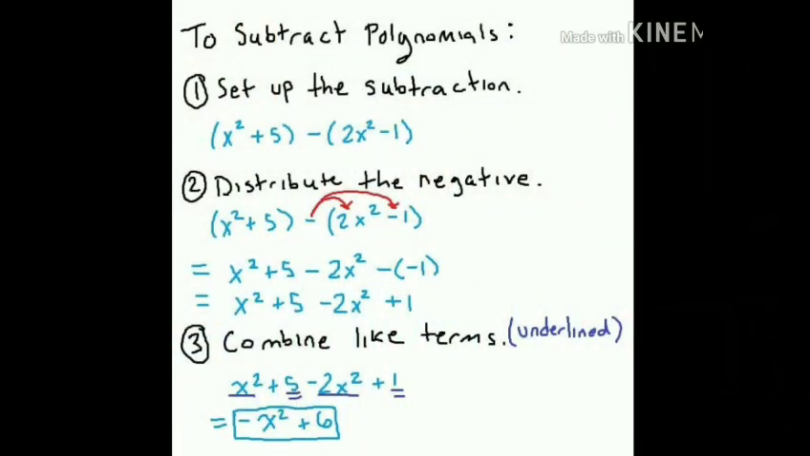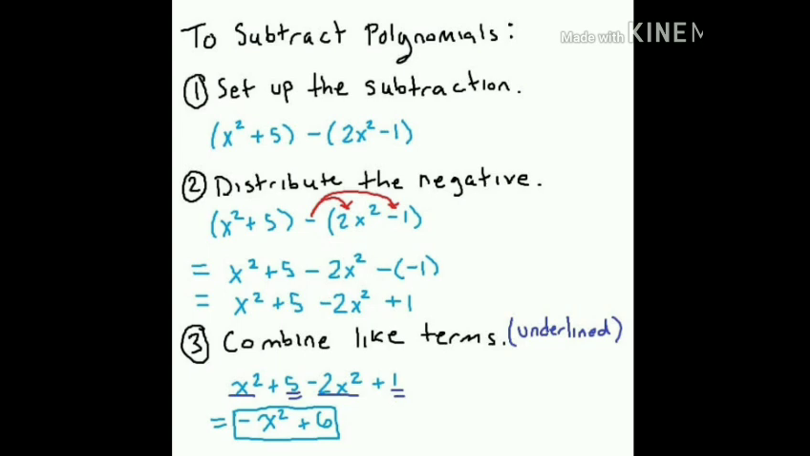Here are some steps on how to subtract polynomials. It is indicated here that first, set up the subtraction or the given. Second, distribute the negative sign to the next quantity. And last is to combine like terms. After combining like terms, you can now start solving.